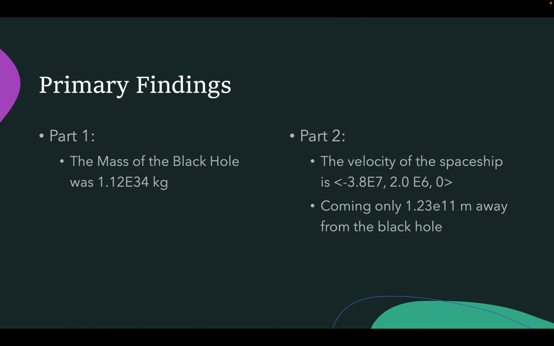without staying in orbit. The first primary finding is that the mass of the black hole was 1.12 times 10 to the 34 kilograms, and then in the second part of the lab, the velocity of the spaceship needed to leave was negative 3.8 times 10 to the 7 in the x direction, 2.0 times 10 to the 6 in the y direction, and 0 in the z, coming only 1.23 e to the 11 meters away from the black hole.